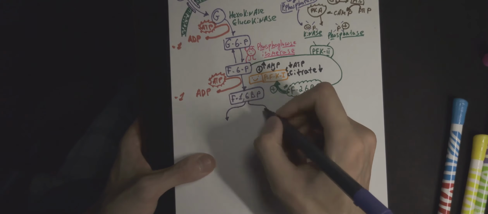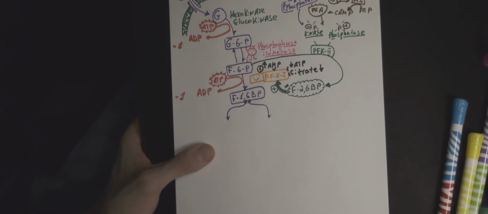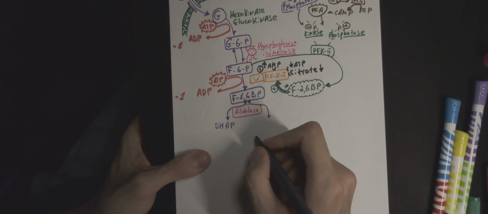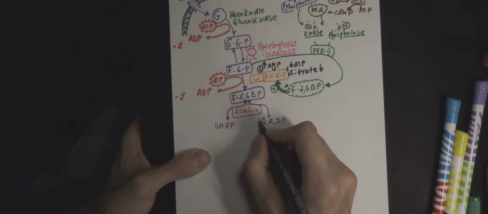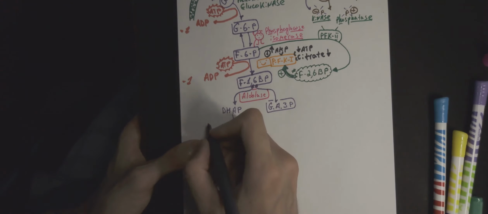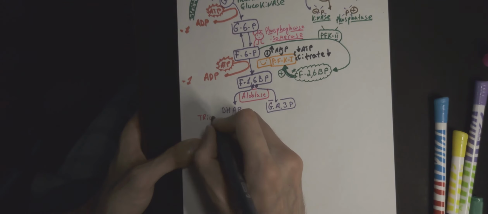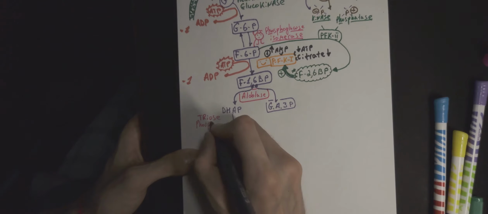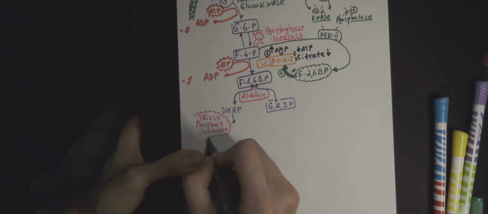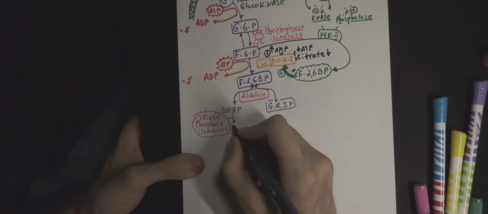And now it's time to gain profit. Aldolase cuts fructose 1,6-bisphosphate into dihydroxyacetone phosphate and glyceraldehyde 3-phosphate. At this very moment, we need help from triose phosphate isomerase in order to convert dihydroxyacetone phosphate into glyceraldehyde 3-phosphate. So we will have 2 molecules of GA3P.